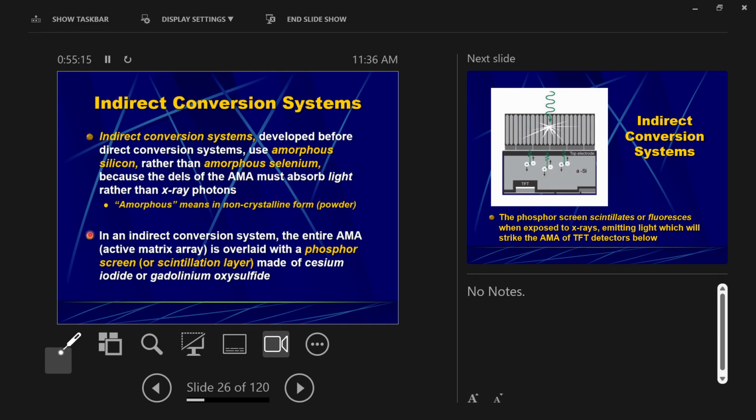Okay, direct conversion DR is kind of a special thing. Indirect conversion DR is closer to how film and CR radiography work. So the entire active matrix array is overlaid. Laid on top of it is something called a scintillation screen. A scintillator is a material that converts one kind of light into another. So if you don't know that, a scintillator is a material that converts one type of light to another.